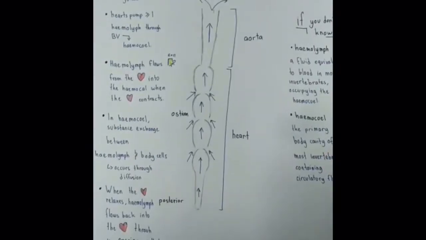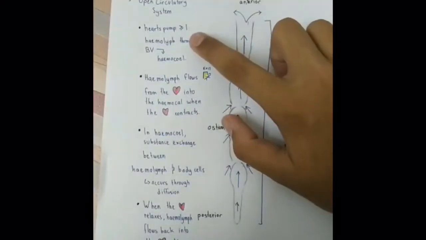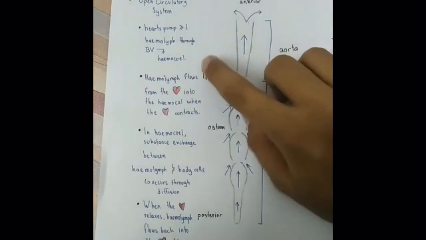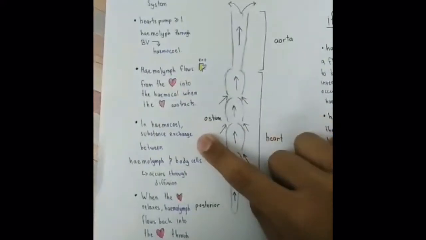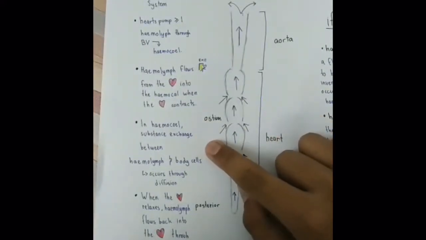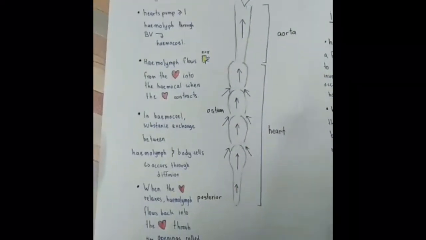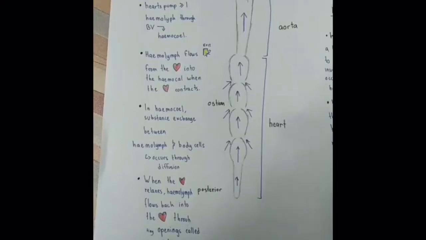Firstly, insects. The circulatory system of insects is an open circulatory system. This means that one or more hearts pump hemolymph through the blood vessels into the hemocoel when the heart contracts. In the hemocoel, substance exchange between hemolymph and body cells occurs through diffusion, and when the heart relaxes, the hemolymph flows back into the heart through tiny openings called ostia.